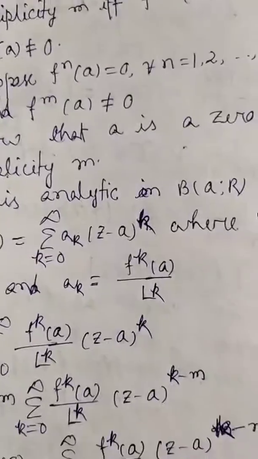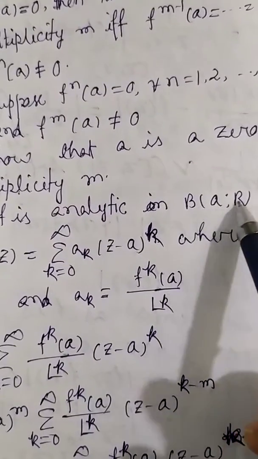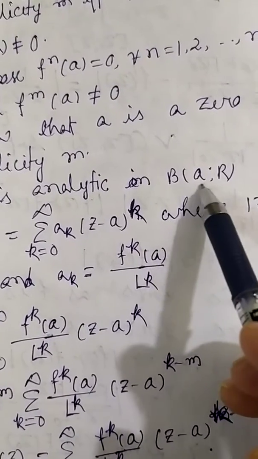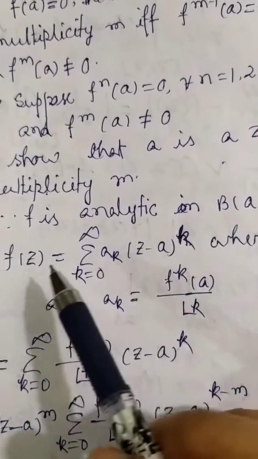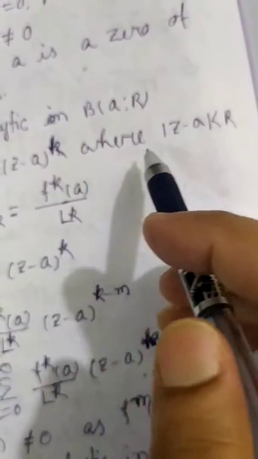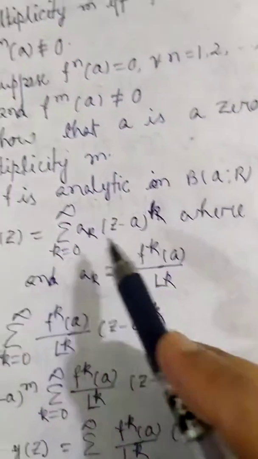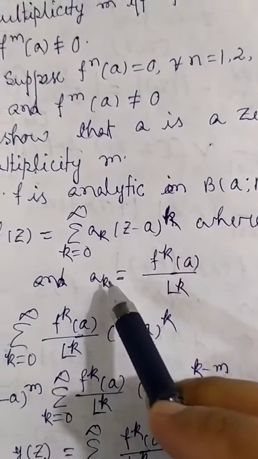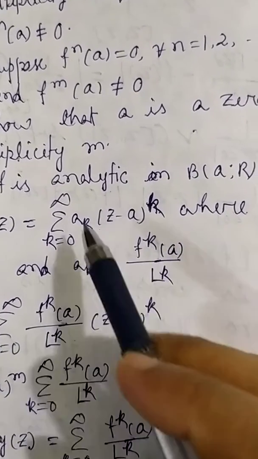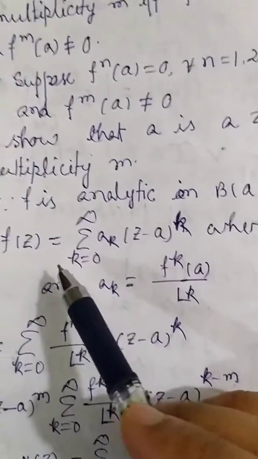For every analytic function, we have this power series representation. Let f be an analytic function in the open ball B centered at a with radius r. Then f(z) can be written in this power series form, where mod of z minus a is less than r. So within that open ball we have this power series representation, and a_k is equal to the k-th derivative of f at a divided by factorial k. These are the coefficients. For every analytic function we have this power series representation.